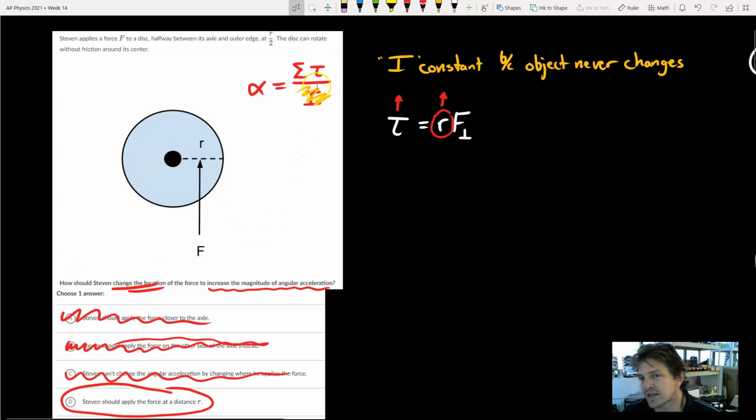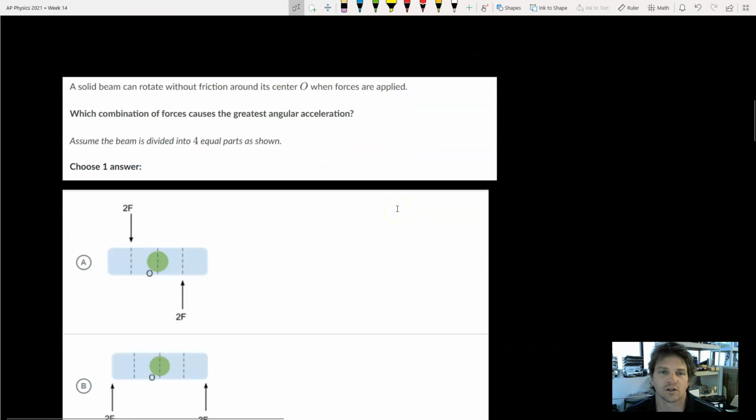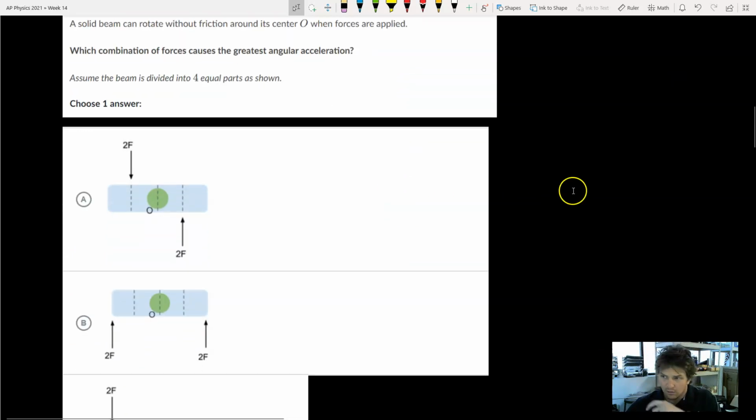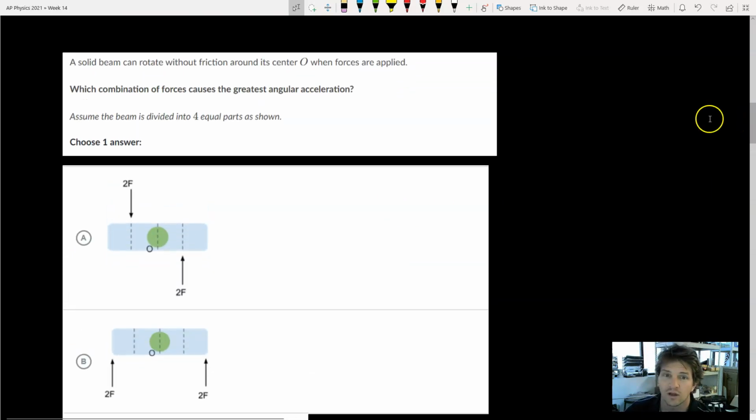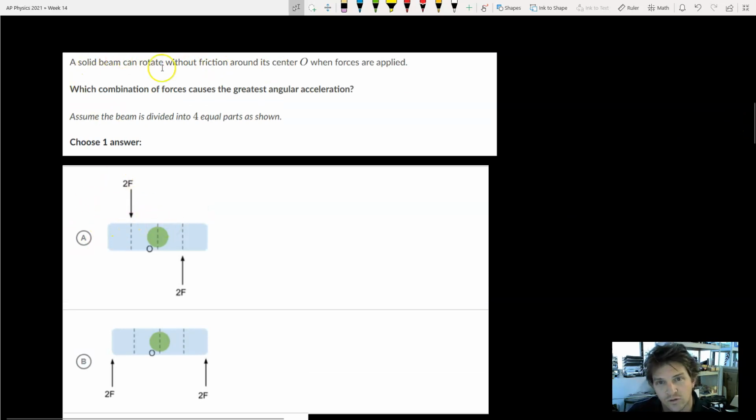All right. This same thought process is going to happen a lot throughout these, even though a lot of these problems look different. So looking at this next one, we have a solid beam that can rotate without friction around its center 0 when forces are applied. So this little green dot is its axis of rotation. Okay, that would be like this meter stick is a beam. Its axis of rotation is in the middle, and it's rotating like that.